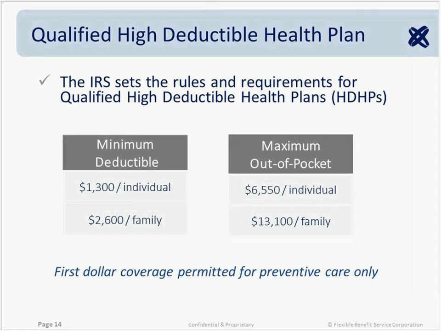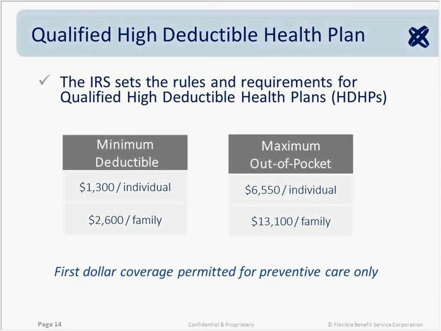And the maximum out-of-pocket, that would be any additional expenses that are incurred after the deductible has been satisfied, such as coinsurance. The total maximum out-of-pocket, including deductible, cannot exceed $6,550 if the plan is covering a single person, or $13,100 if the plan is covering a family, 2 or more people. Now, these are the 2016 minimum deductible and maximum out-of-pocket numbers. They will also be the same for 2017.